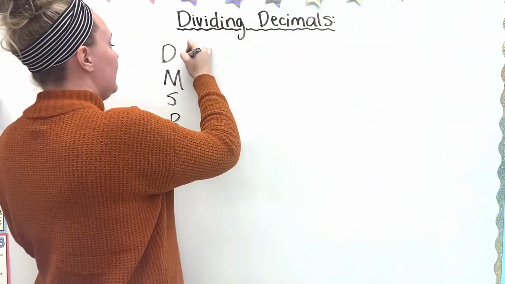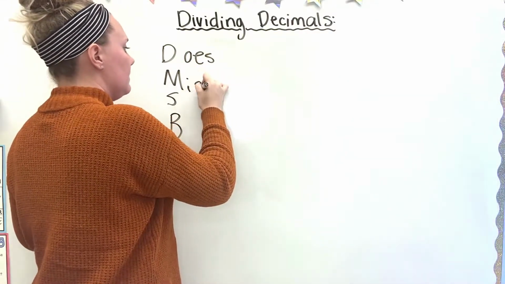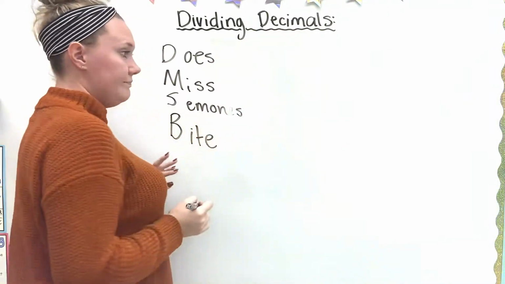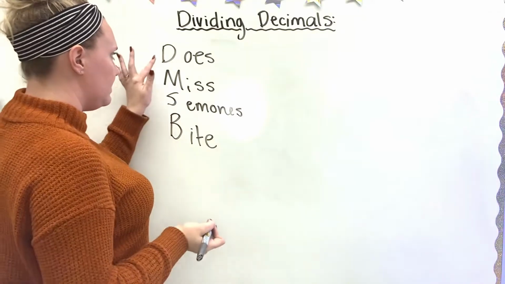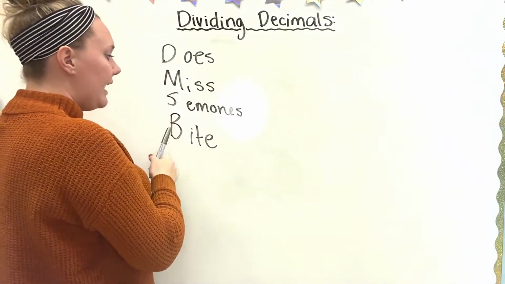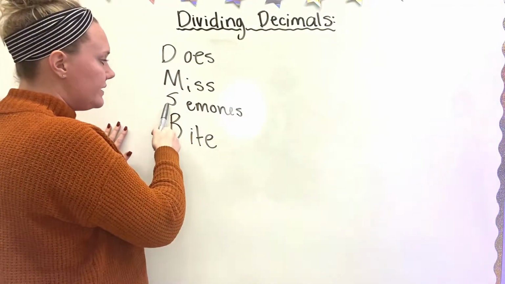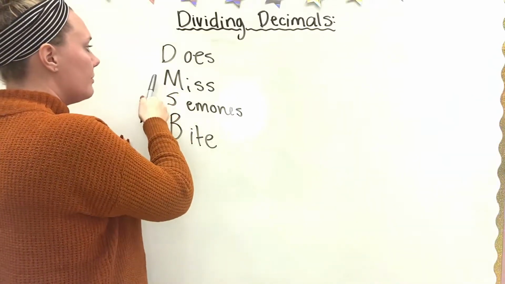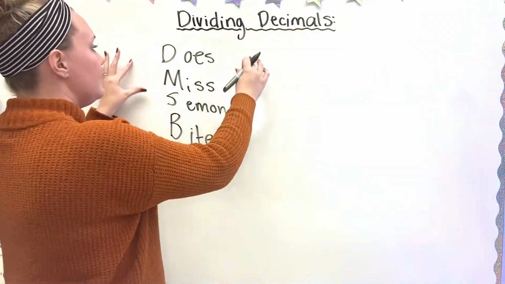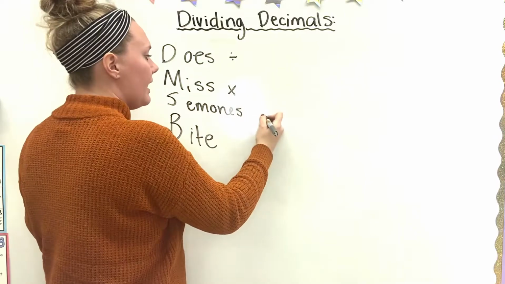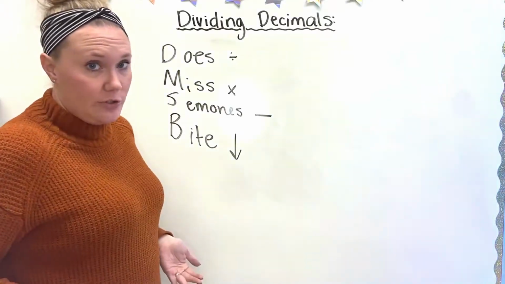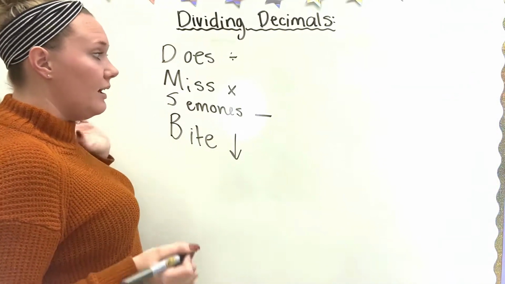I like to say, does Miss Simonis bite? That's what I like to tell my class. Does Miss Simonis bite? Divide, multiply, subtract, bring down. I've heard people say dirty monkeys smell bad. I've heard people say, does McDonald's sell burgers? I've heard people say daughter, mother, sister, brother. I don't really care what you say as long as you remember that this is divide and that this is multiply and that this is subtract and that this is bring down. As long as you remember that, I don't really care what your rhyme is. I just like to say, does Miss Simonis bite?